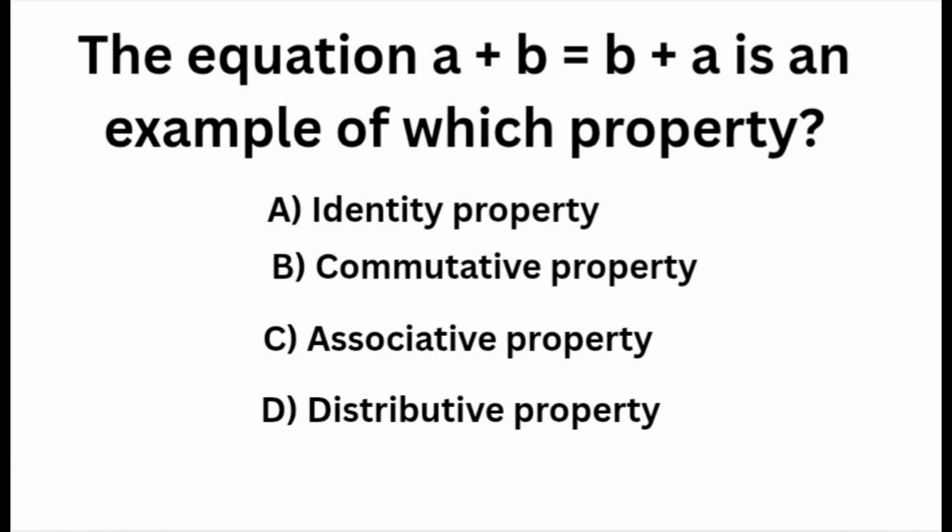Question number 5. The equation A plus B is equal to B plus A is an example of which property? A. Identity property. B. Commutative property. C. Associative property. D. Distributive property. The correct answer is B. Commutative property.